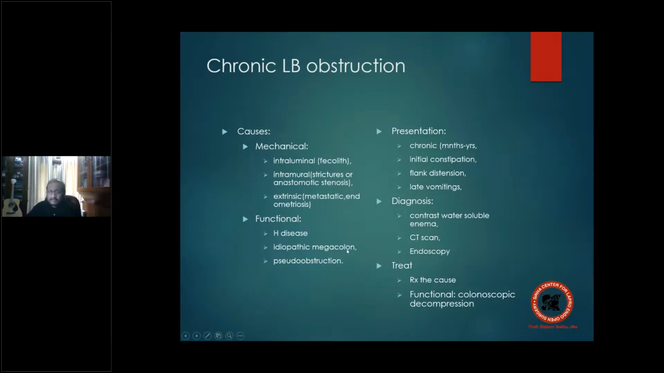For example, idiopathic megacolon, pseudo obstruction, Hirschsprung disease, and so on and so forth. How do you diagnose it? Contrast water soluble enema, a colonoscopic examination, and a CT scan. How do you treat it? Treat the cause. The functional has to be treated colonoscopically by colonoscopic decompression. So that was the chronic large bowel obstruction.